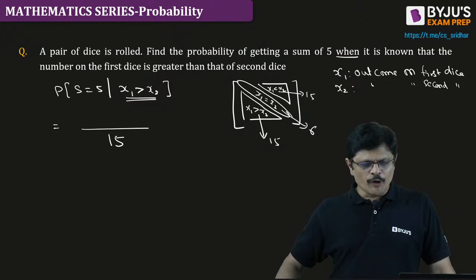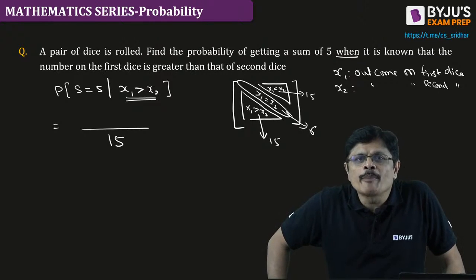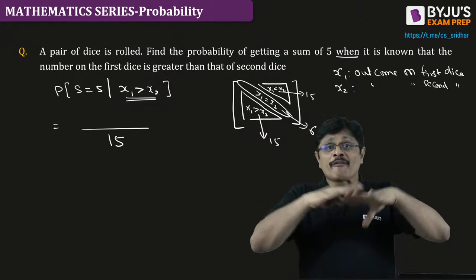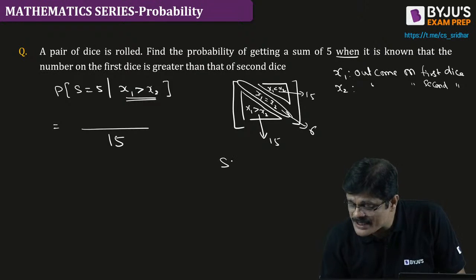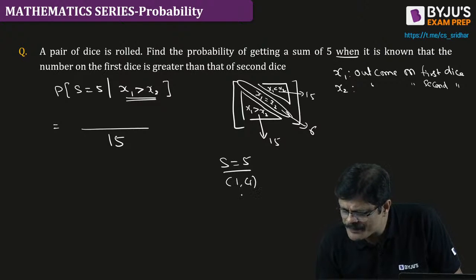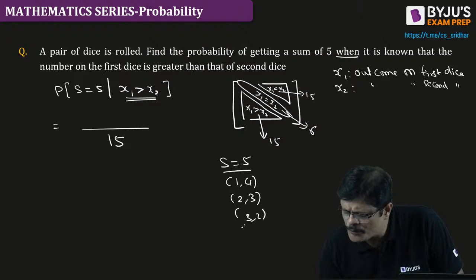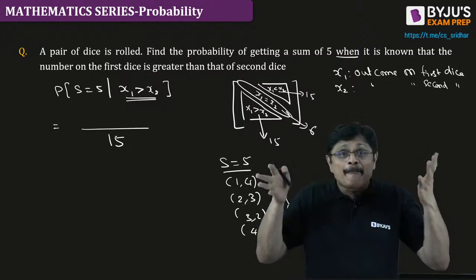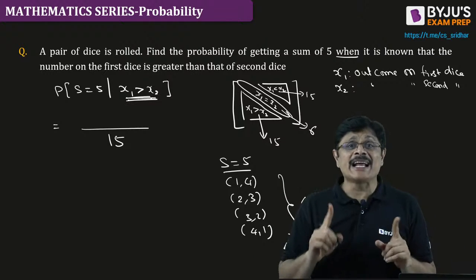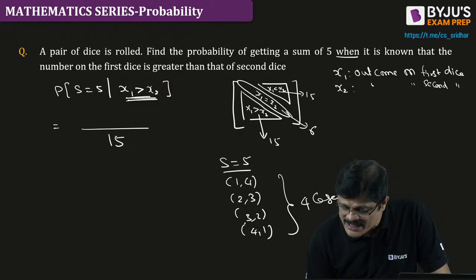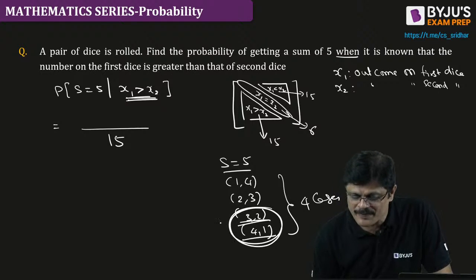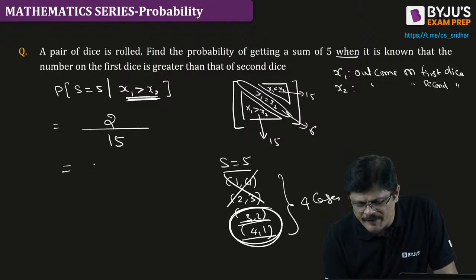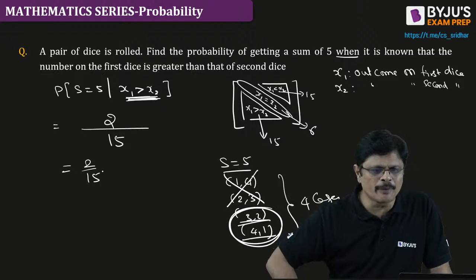Very good, sir. Very good. 4 by 15 is the wrong answer. 4 by 15 is wrong because for sum equal to 5, there are 4 favorable cases out of all the possibilities. See, sum equal to 5: you see 1,4; 2,3; 3,2; 4,1. These are the 4 cases. This is when you have the full sample space, but here the sample space is what happened: x1 greater than x2 happened. x1 greater than x2 means only these two are favorable, because the others are not possible. Only 2 out of 15. So 2 by 15 is the answer, sir. 2 by 15 is the answer.